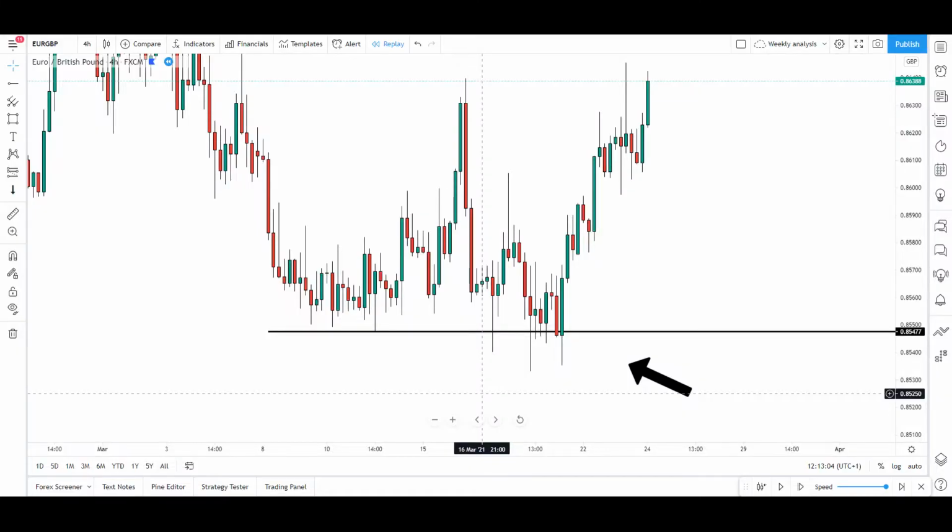There are different examples, such as with wicks, where we don't actually see a strong body close above a resistance or a support. Sometimes we just see a few wicks above or below a key level of resistance, and then we get the follow through to the upside.